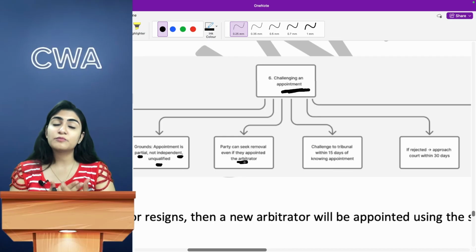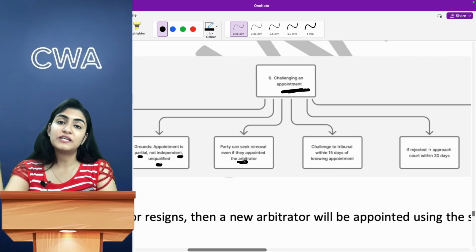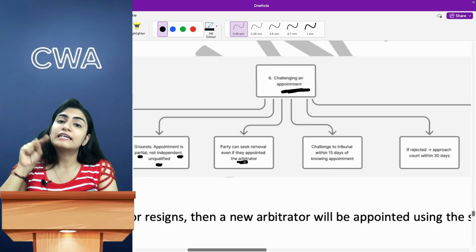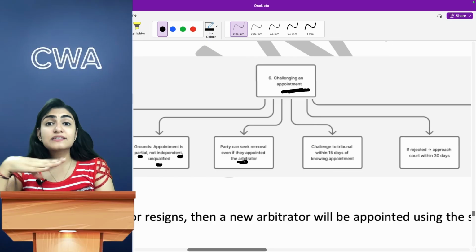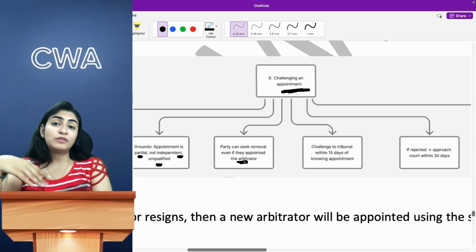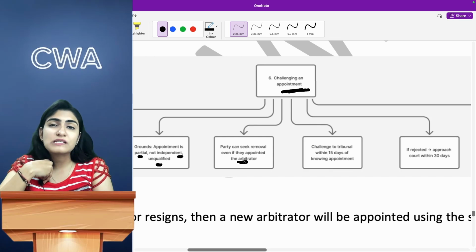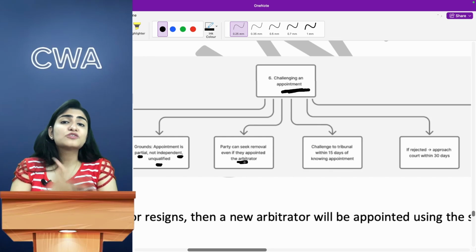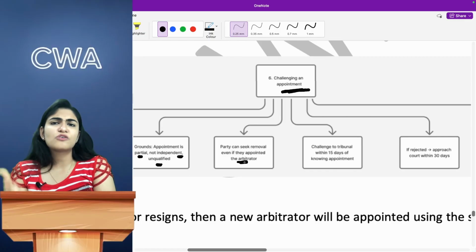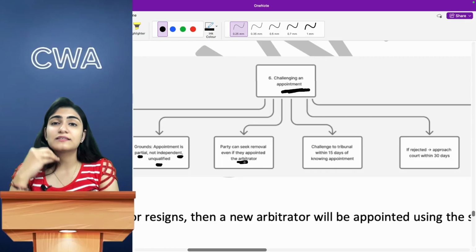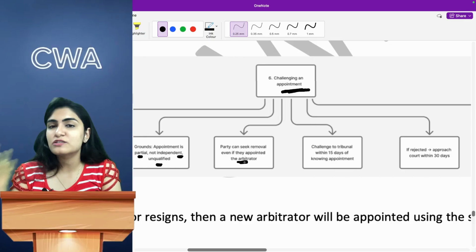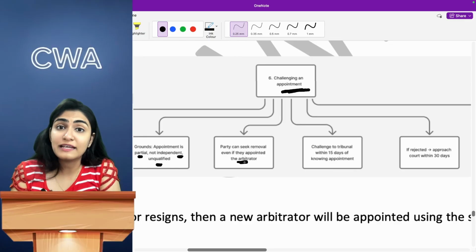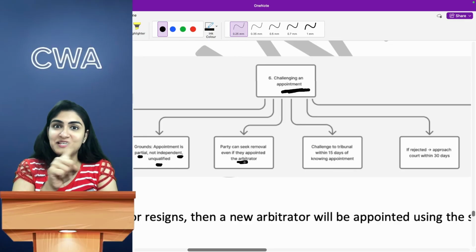Going forward during proceedings, Mr. X feels that the arbitrator that he has appointed is actually being biased. Probably he might have gotten money from some party. Basically, he is being biased. He is not giving correct judgments, or he is not listening to Mr. X's pleas or proofs.